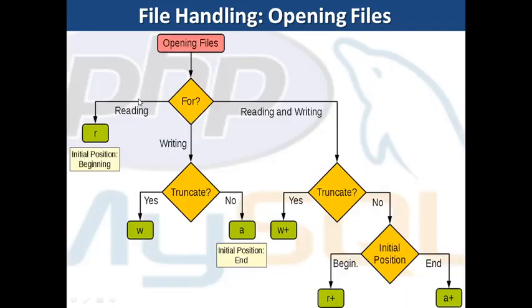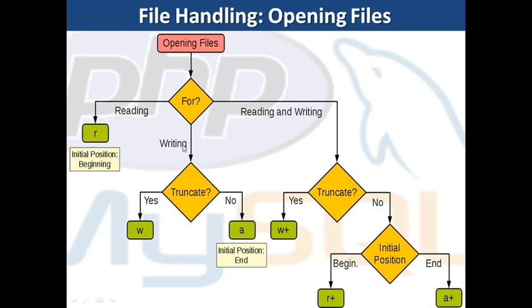This mode of file opening can be understood by a flowchart. So, opening phase: if we need to open a file, then first we have to think what is the purpose of opening the file, in which mode we want to open it. So if the purpose is only for reading, then we should choose to open the file in R mode. In R mode, the file pointer will be at the beginning position.